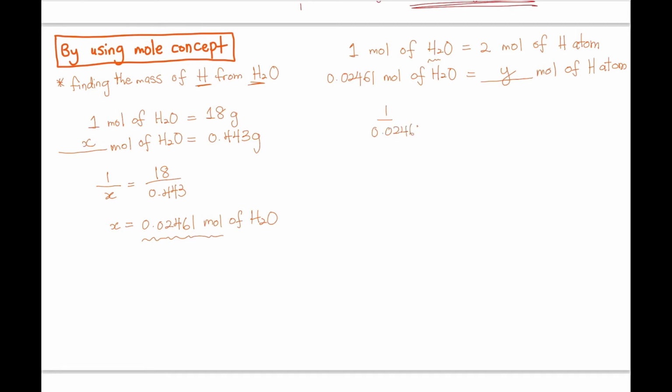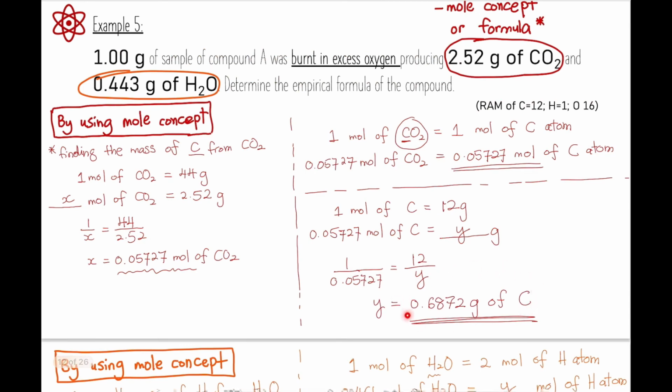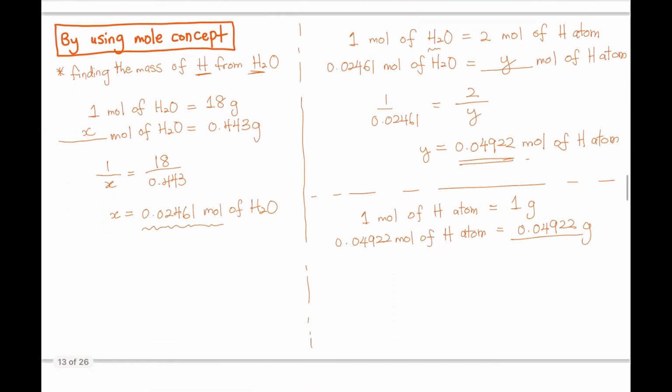0.02461 mole of water contains how many mole of hydrogen atom? Do a cross multiplication to find this value. Finally, 1 mole of hydrogen atom has the mass of 1 gram. Therefore, 0.04922 mole of hydrogen atoms will have 0.04922 gram. Now we have both the mass of carbon atom and hydrogen atom.